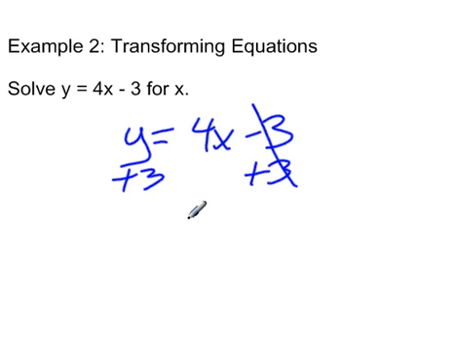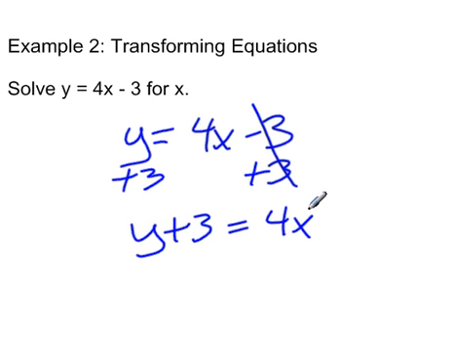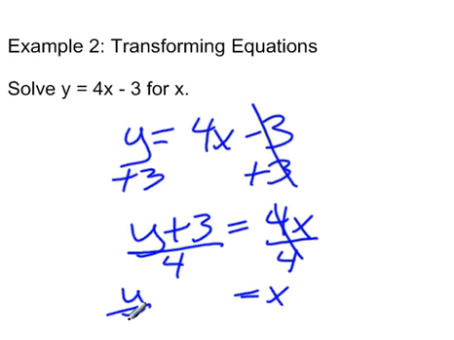Okay, so that's gone. All right, now I'm left with y plus 3 equals 4x. Okay, so now in order to get x by itself, I need to divide both sides by 4. Okay, so that's gone, and I'm left with this on one side equals x, okay? And then if we want to go ahead and simplify that, we could have y over 4, or y divided by 4 plus 3/4 if we wanted to split that up, or you could say 1/4 y, either way, okay?